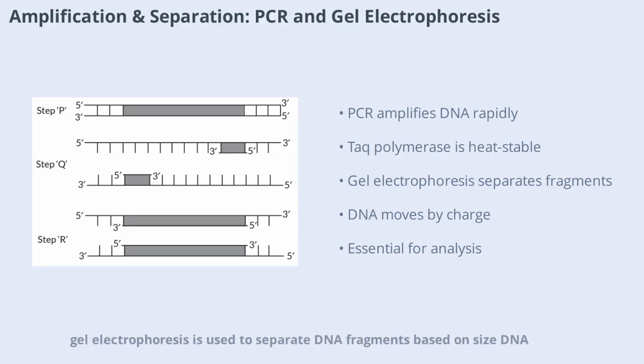After amplification, gel electrophoresis is used to separate DNA fragments based on size. DNA, being negatively charged, moves towards the anode through an agarose gel matrix, with smaller fragments traveling faster. This separation is vital for analyzing genetic material, conducting DNA fingerprinting, and preparing samples for further genetic engineering. The combination of PCR and gel electrophoresis has transformed biotechnology, making gene analysis and manipulation more efficient and precise.